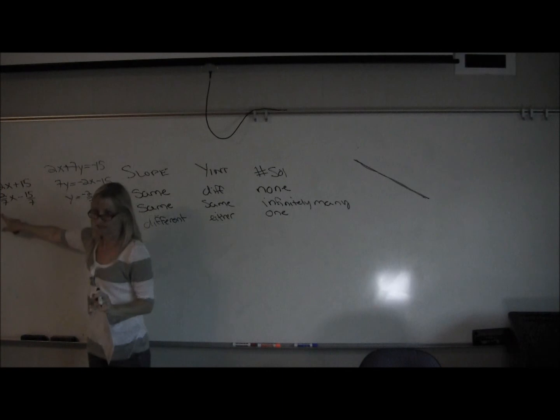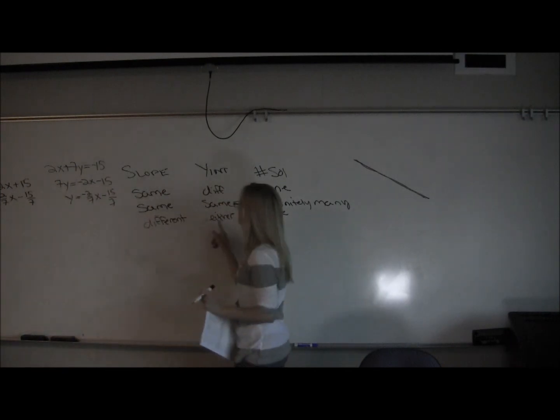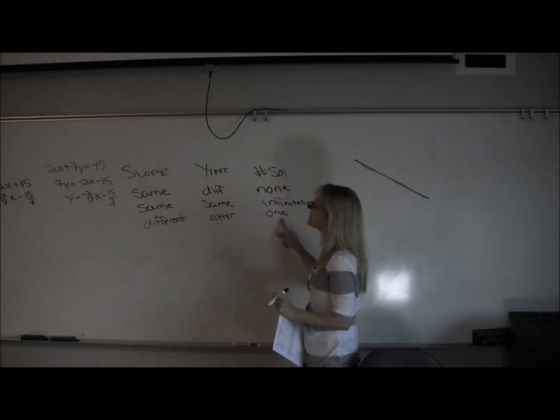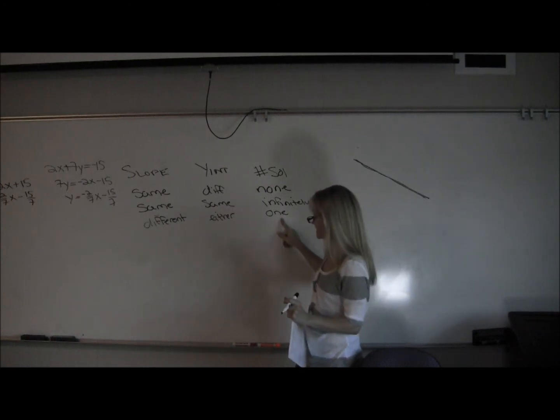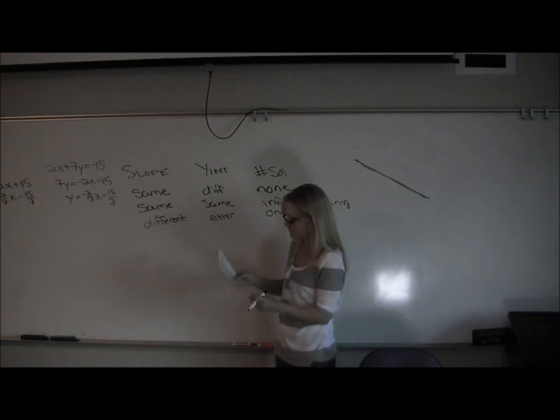Because they have different slopes. And if they have different slopes, it doesn't matter what their y-intercepts are. If I were to solve these, I'd get one solution. So these are intersecting lines, which means consistent. They're a consistent system of equations.